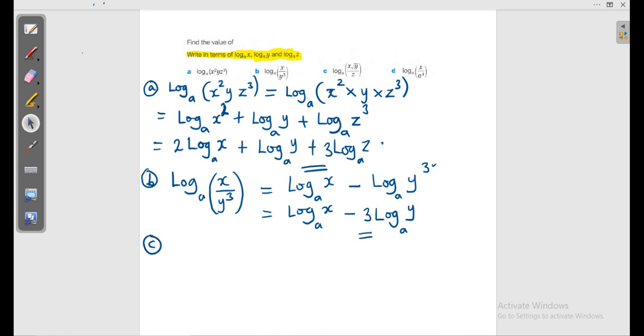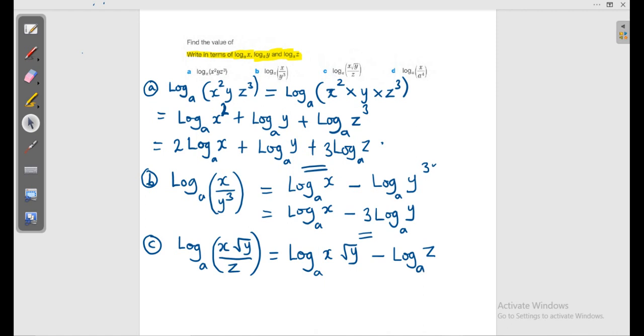C, we have log x root y over z base a. So you will observe something here, that you have log x root y base a minus log z base a. But x root y is also a product. So does that mean we can do log x base a plus log root y base a minus log z base a? Then I have a question.